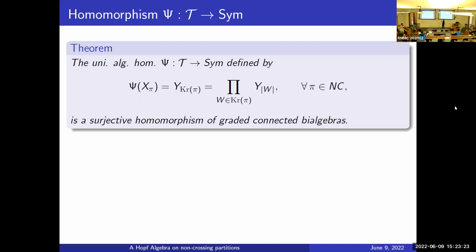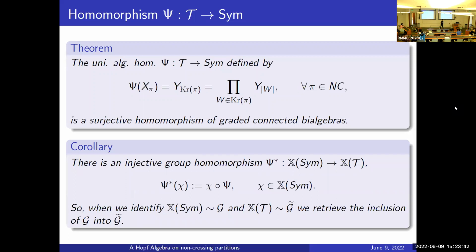If I define this map, this is a surjective homomorphism of Hopf algebras, of graded connected bialgebras. So it's also a homomorphism of Hopf algebras. Good.